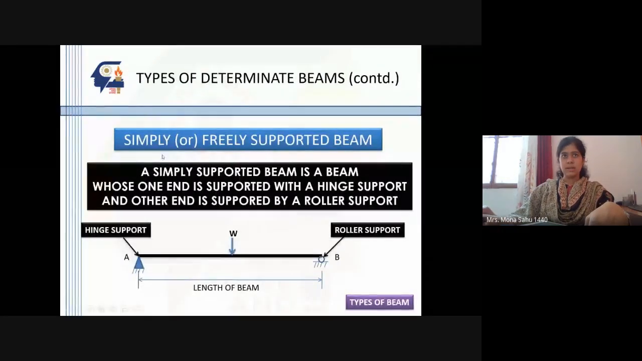All right, then you have something called the freely supported or simply supported beam. If you notice here, one side is a hinge support and the other side is a roller support. And you have a load. Both the sides also can be hinge support.